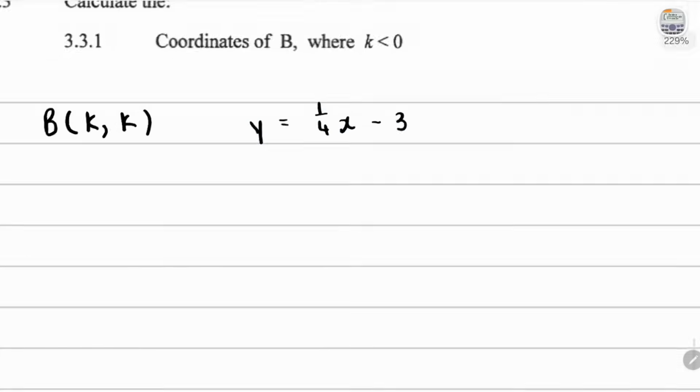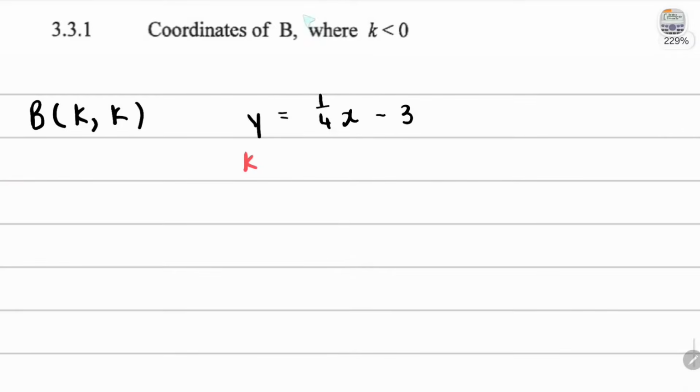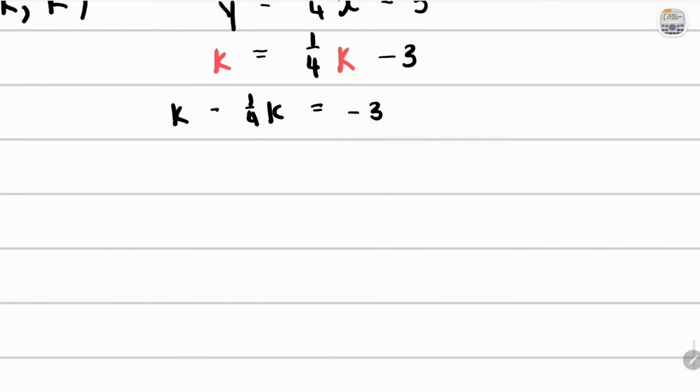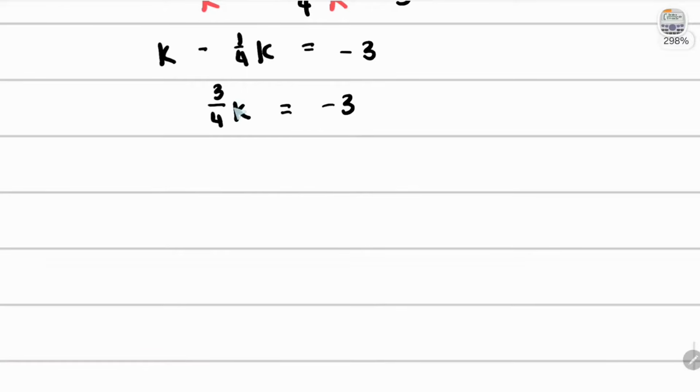So that would simply be that k is equal to 1 over 4 k. We don't even have to put brackets. And then minus 3. And we can just solve for k. So that is k minus 1 over 4k is equal to negative 3. And k minus 1 over 4k is 1 minus 1 over 4, so that is going to be 3 over 4k is equal to negative 3. And then we need to solve for k.